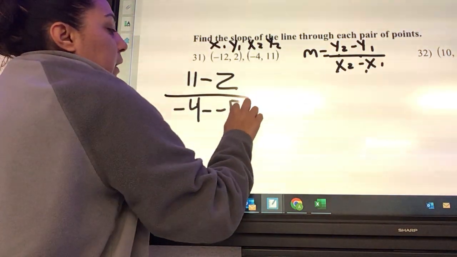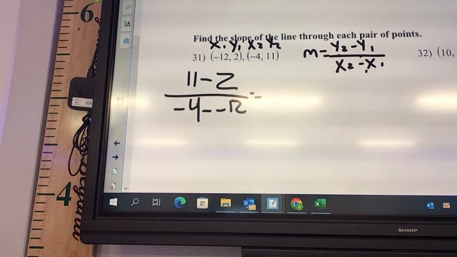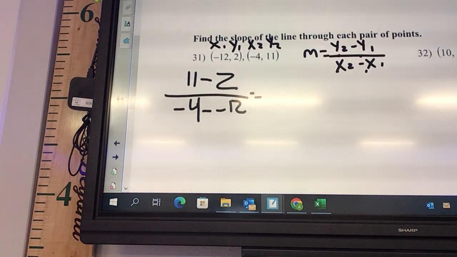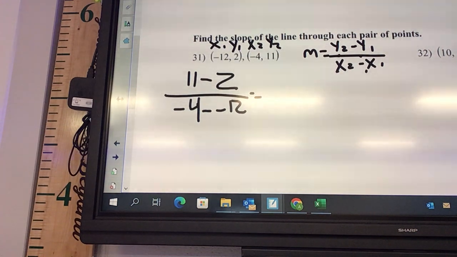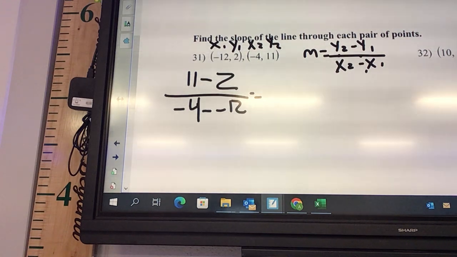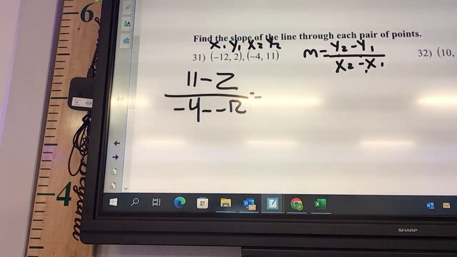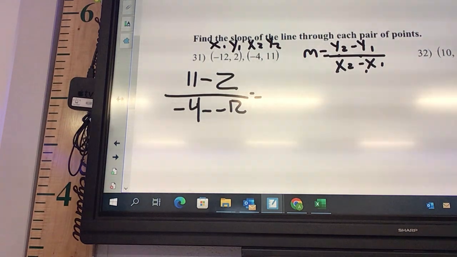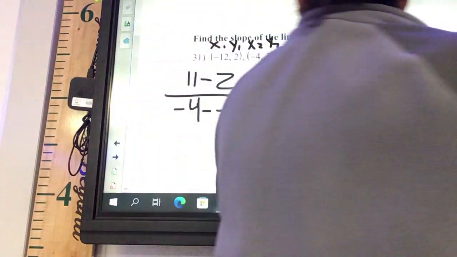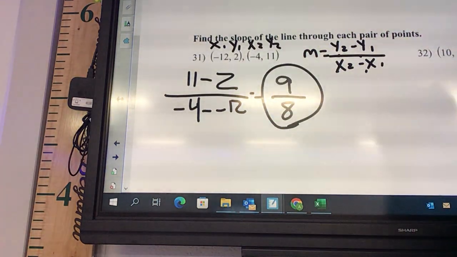Negative 12. All you gotta do is type that in your calculator. So hit your fraction button and type it in. Make sure you got all the negatives on there and see what you get. 9 over 8, somebody agree? Yeah. What is 9 over 8? What did we just find? The slope.